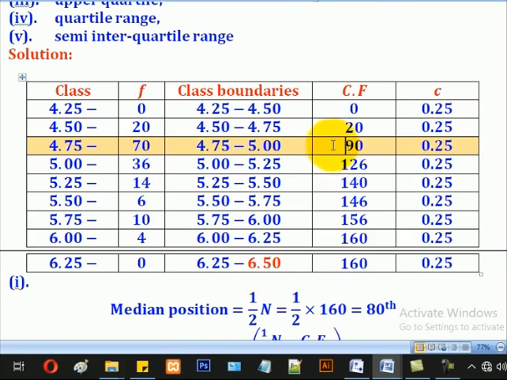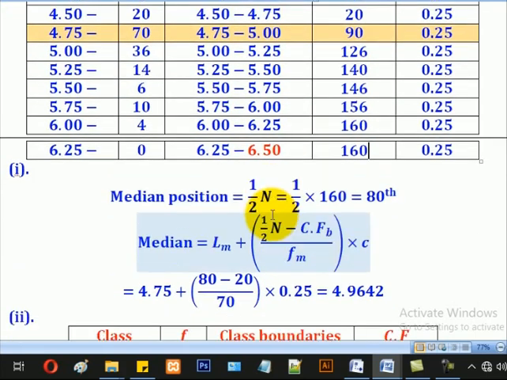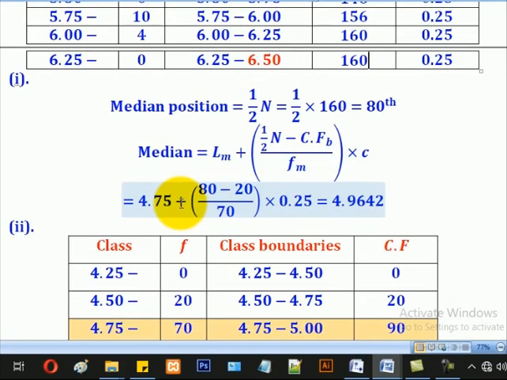The next value will be 90 plus the next frequency, which is 36, to get 126. Then the next will be 126 plus the next value, which is 14, to get 140. Then 140 plus 6, you get 146. And 146 plus 10, you get 156. 156 plus 4, you get 160. So that is how the column of CF is generated. So having generated that table, we shall now come to answer the questions that follow.